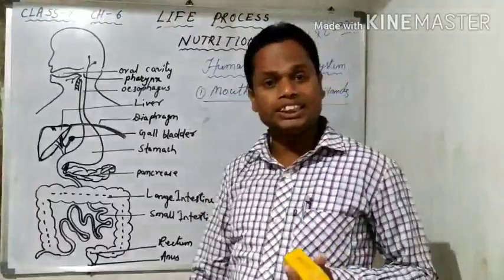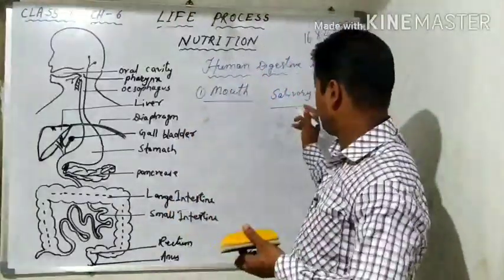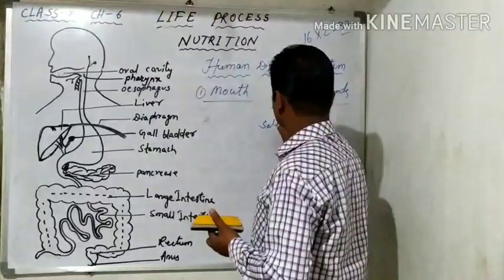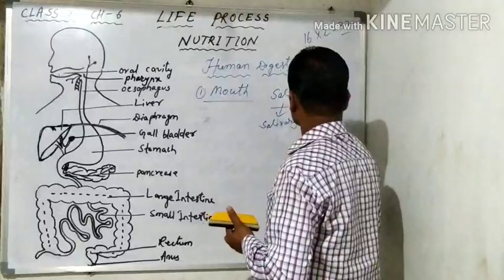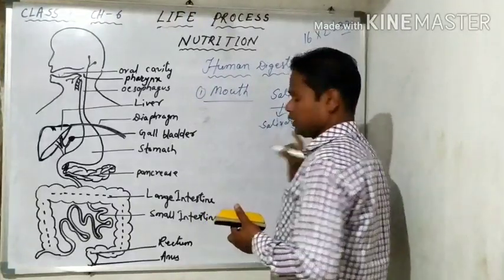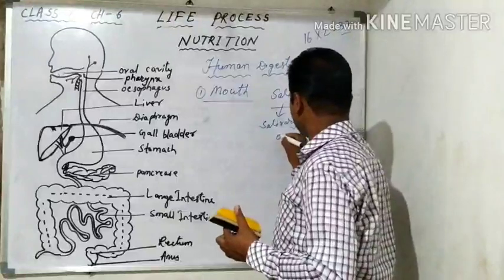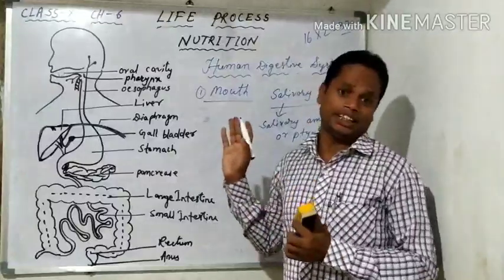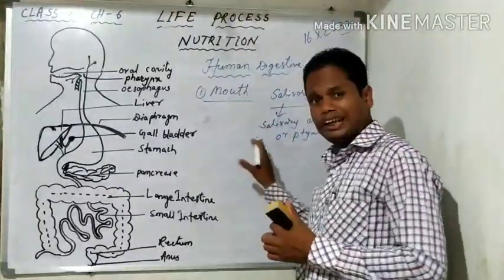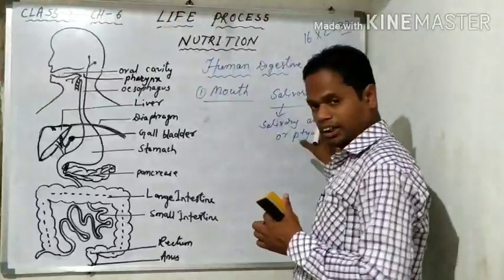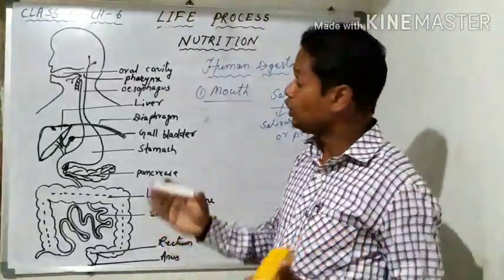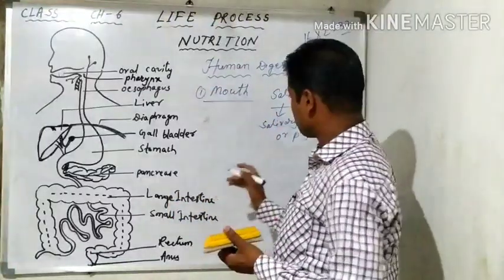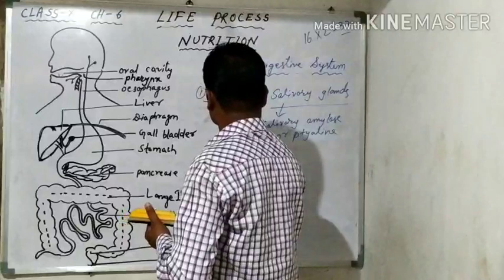Salivary glands are present inside the mouth, and they produce salivary amylase, otherwise called ptyalin. About the types and function of the salivary glands, we will discuss very properly while we are studying about digestive glands. Now let's go to the next part, that is the pharynx.